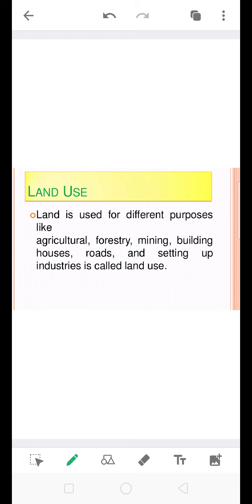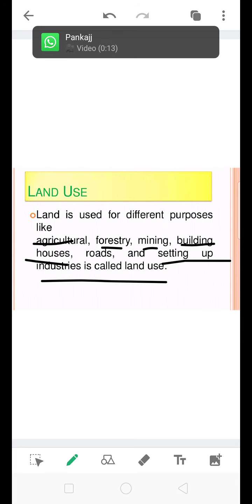Then we studied about land use. We all know that land can be used in multiple ways. Land is a natural resource, and a piece of land can be useful for many activities: agriculture, forestry, mining, building houses, roads, and setting up industries. This is called land use. It is based on how a human being wants to use a particular piece of land, whether to build a building or a house.